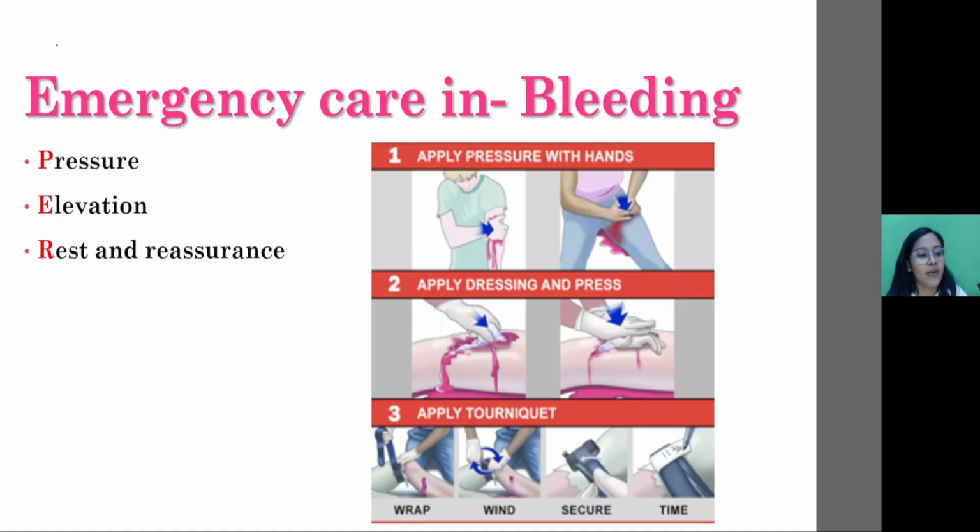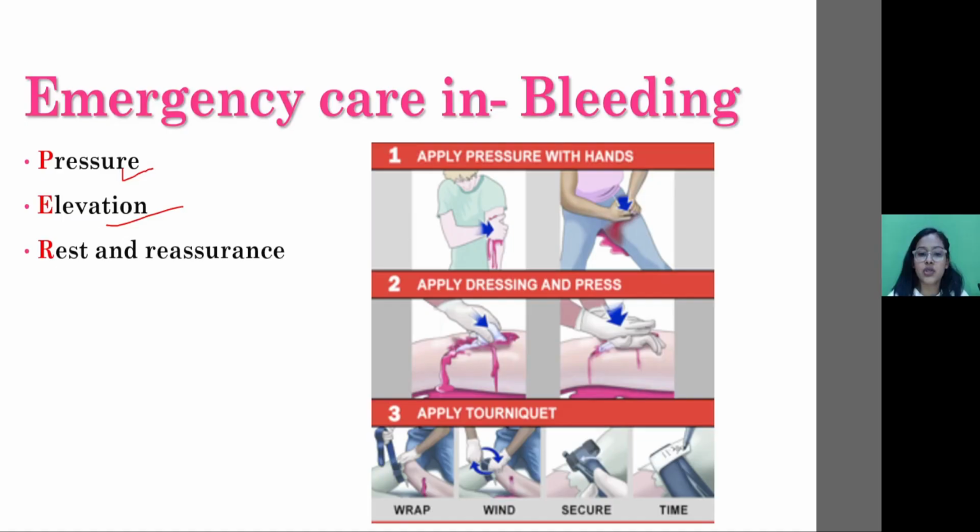First, you have to apply pressure with your hands directly onto the site of the bleeding, right? And then elevation. Elevate the area where the bleeding is happening so that the blood flow may not continue at that area, right? And then rest and reassurance. Make the patient rest and reassure them that nothing is going to happen, right?